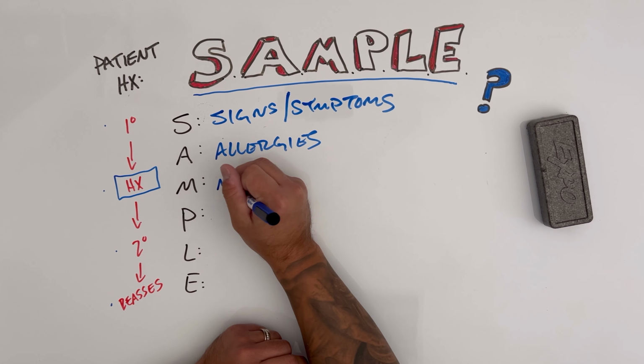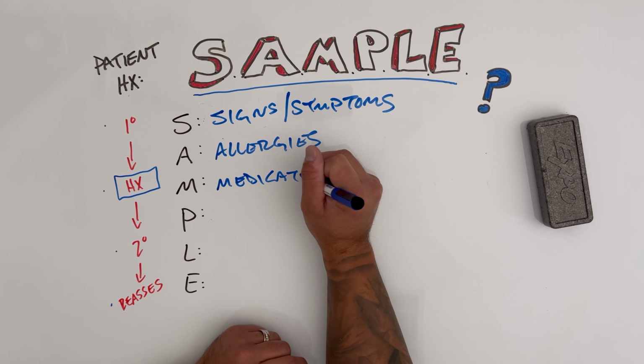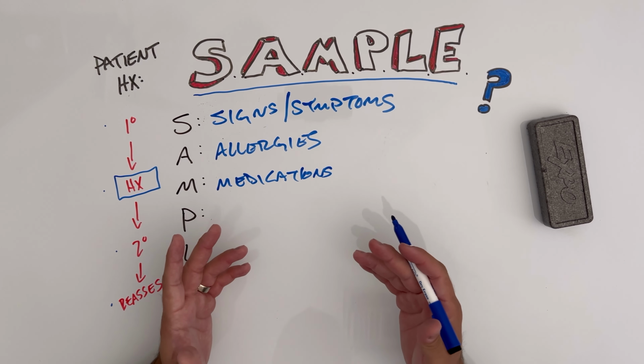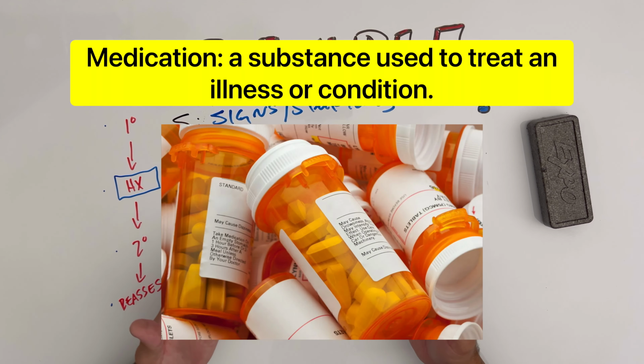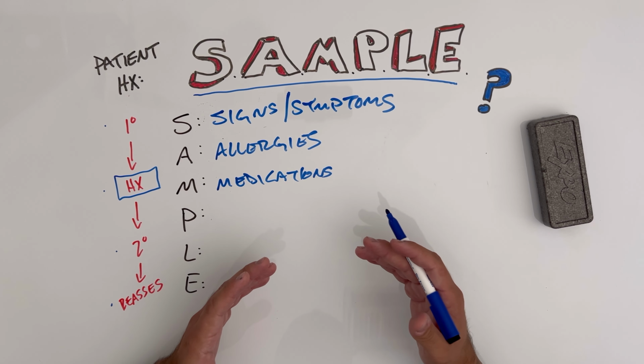M is for medication. What is your patient currently taking? They could be taking no medications. They could be taking 20. This is where we're diving back into our pharmacology to understanding the reactions of medications and what the patient's taking.